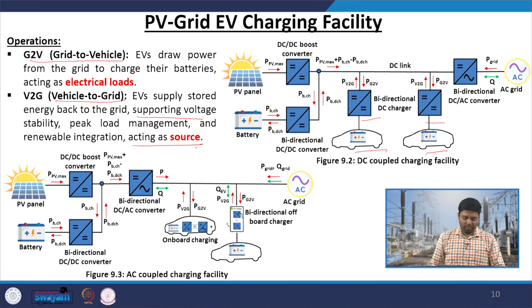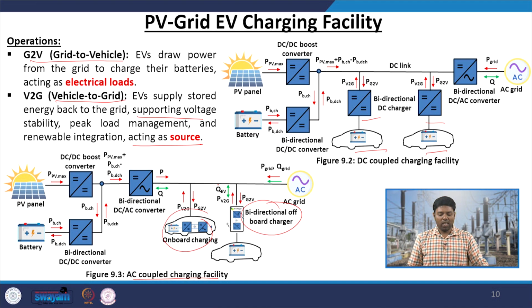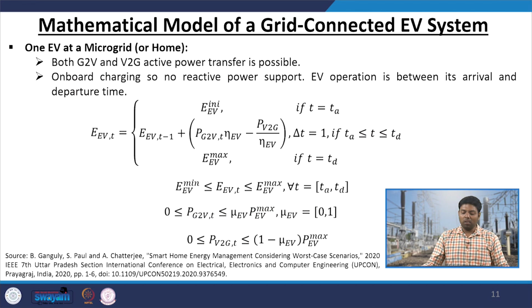Again, you have an AC coupled charging facility as well, where you will have an onboard charger or offboard charger, and you can connect it with the AC supply. Remember, this onboard charging you cannot connect with the DC link; mostly the offboard charging is connected. So, this is the mathematical model of a grid connected EV system.